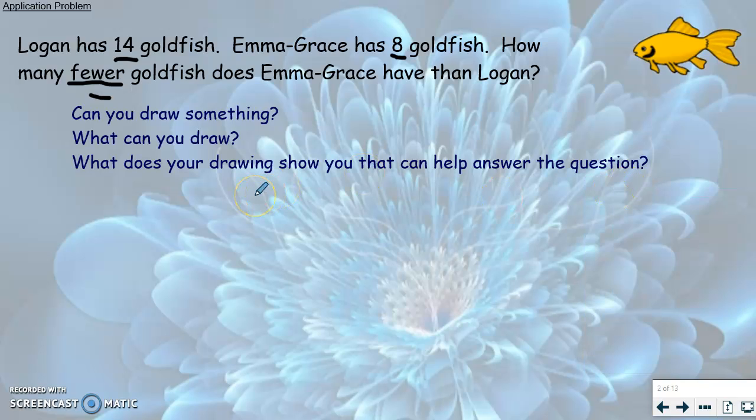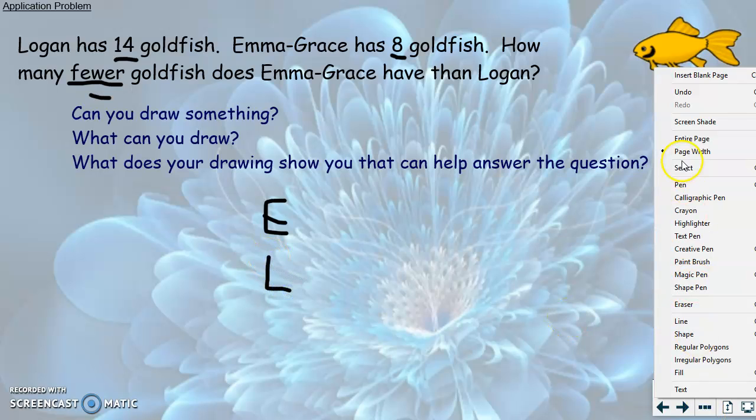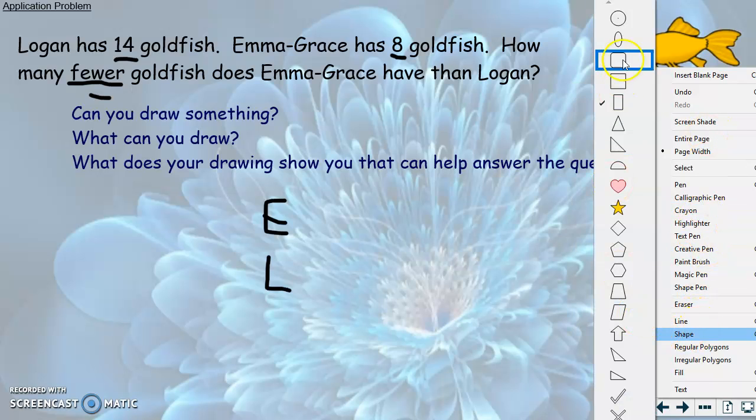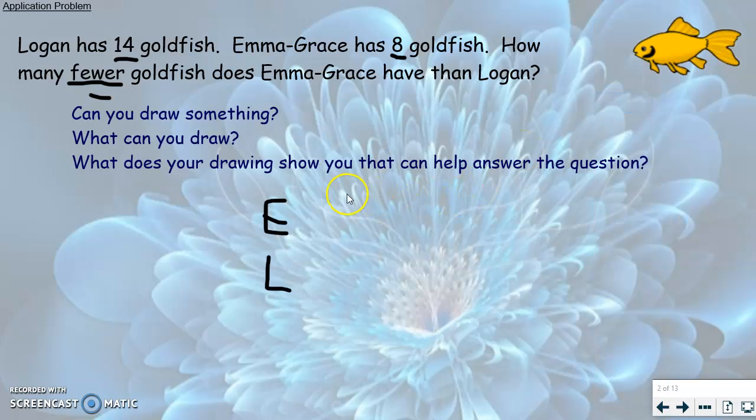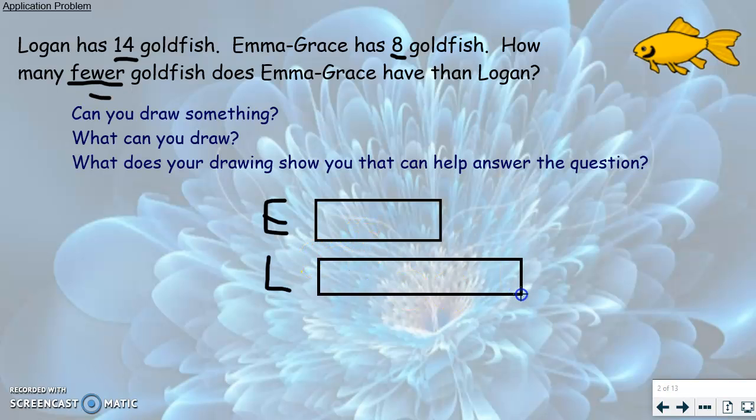What is the first thing you do with a tape diagram? Label it. So I'm going to draw Emma's on the top. I'm going to do an E for Emma and an L for Logan. Now, I'm going to go ahead and draw my rectangles. So Emma has how many? 8. Emma has 8 goldfish, so I'm going to draw her rectangle. And Logan has 14, so I'm going to draw his rectangle, and his is going to be longer because he has more than Emma does.